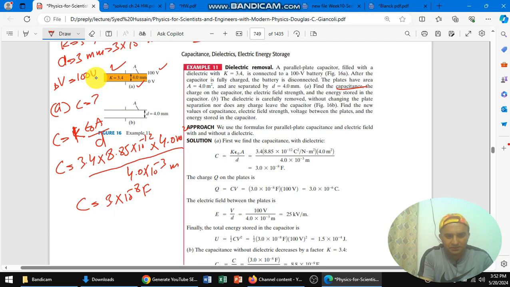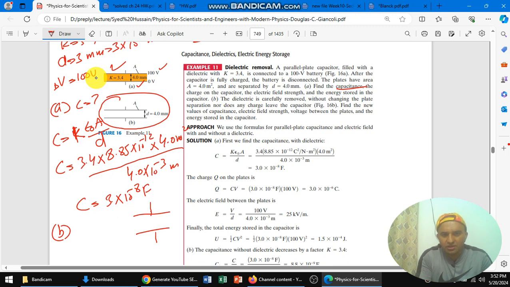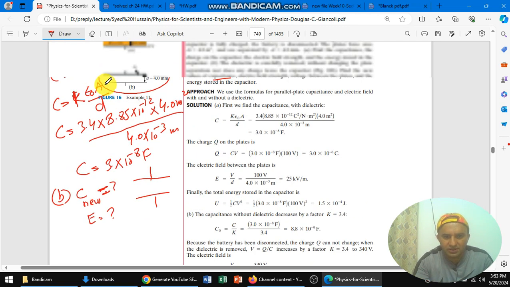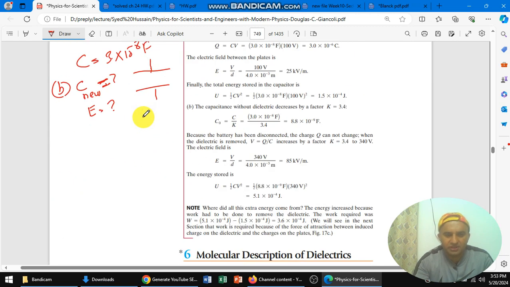In part B, the dielectric is carefully removed. So now we remove the dielectric medium, as shown in figure B, so there is no medium between the plates. We again find the new value of capacitance, electric field strength and the voltage. So for part B we have to find the new capacitance C, the electric field intensity E, and third the voltage between the plates V.